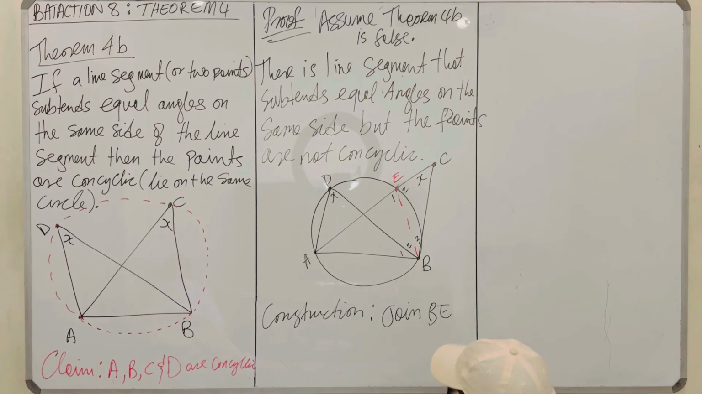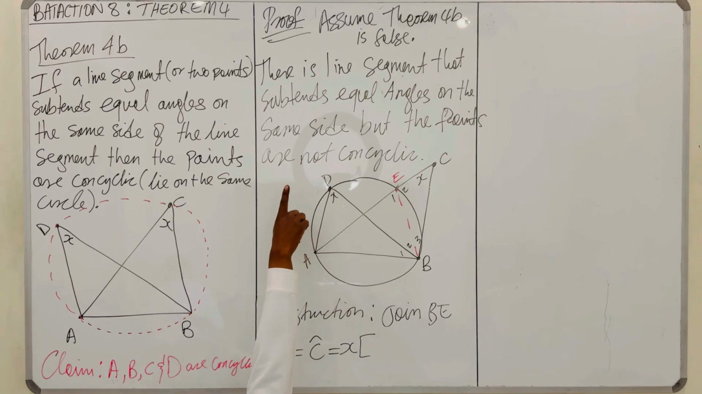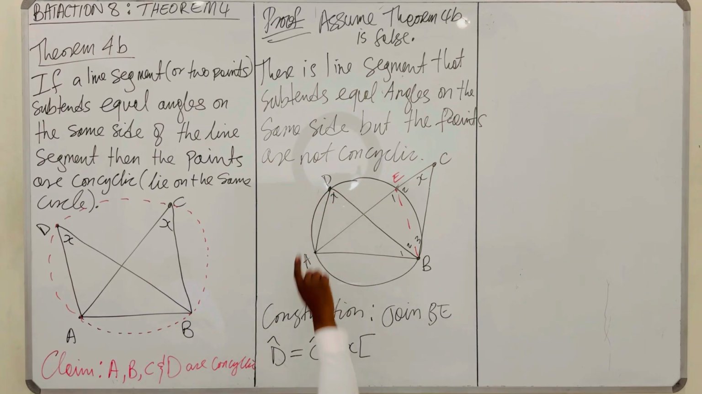Okay. If you're looking at this, your angle D is equal to angle C and they're both X. What is the reason for this? This was given information. It's what you had. You said there is a line segment that subtends two equal angles on the same side. Yes. And those line segments are D and C. So this is given information. Are you with me? Yes.